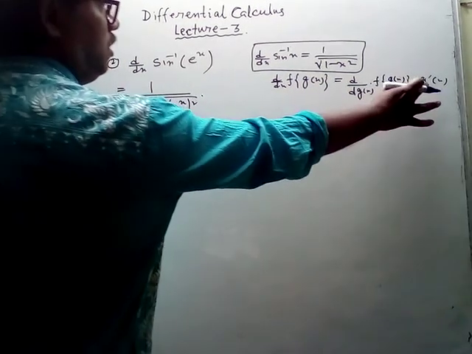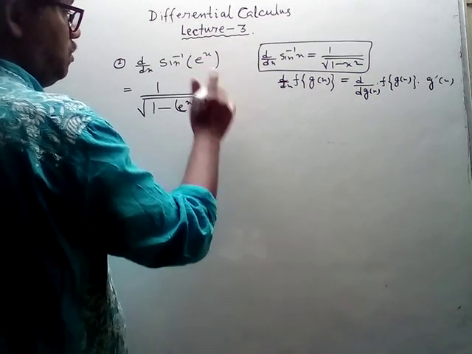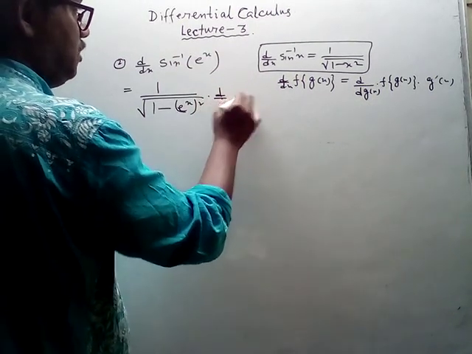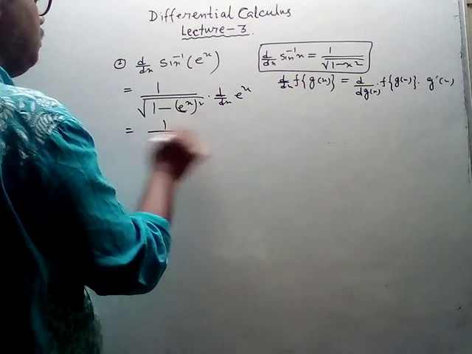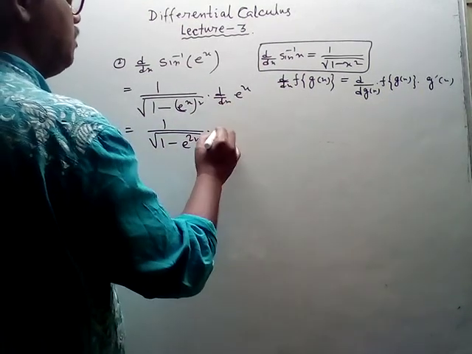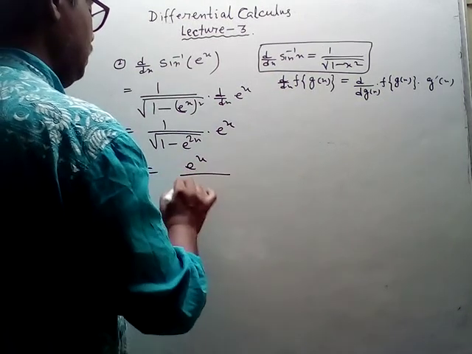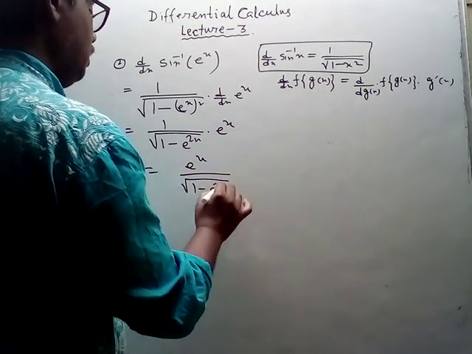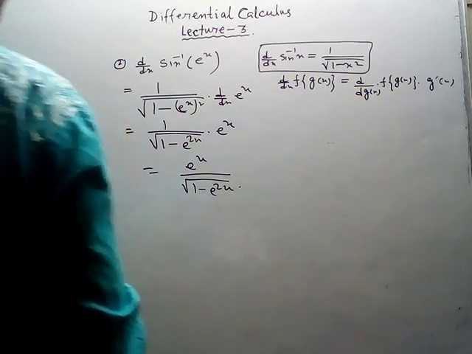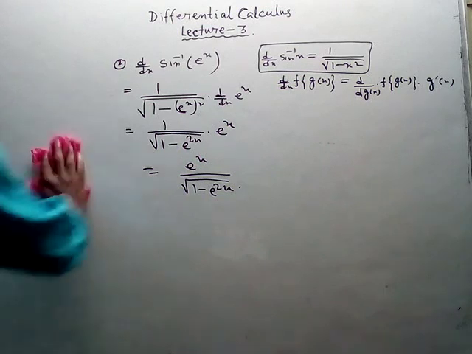Now g dash x: g x means e power x, so we need d/dx of e power x. So it will be 1 by root over 1 minus e power 2x, into the derivative of e power x, which is e power x. This equals e power x by root over 1 minus e power 2x. This is the derivative of sine inverse e power x.